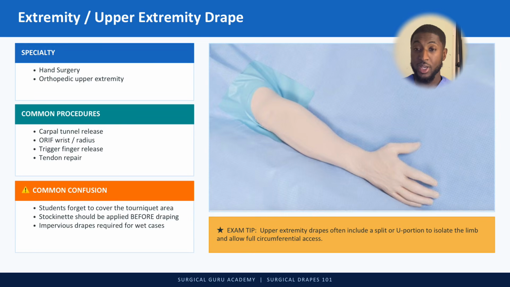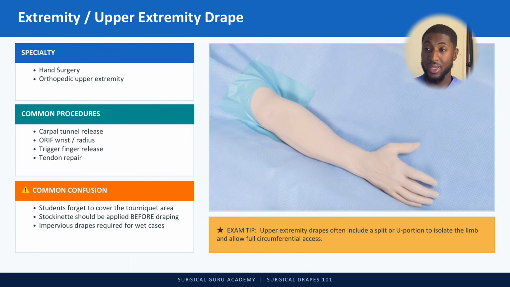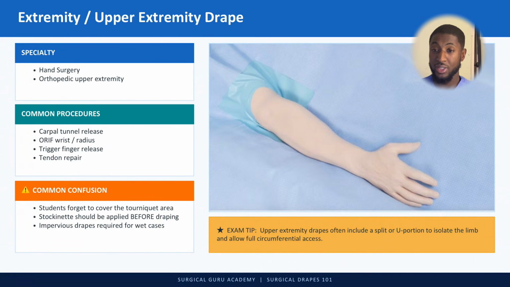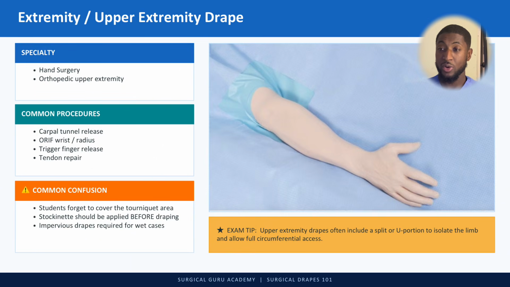Common confusion: students forget to cover the tourniquet area. So we want to make sure we cover the tourniquet area. Stockinette should be applied before draping. So typically we put the stockinette over the hand.